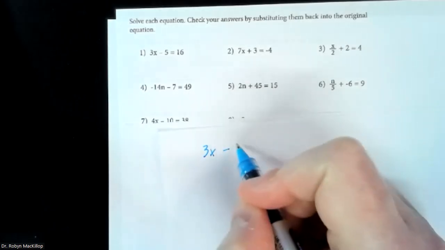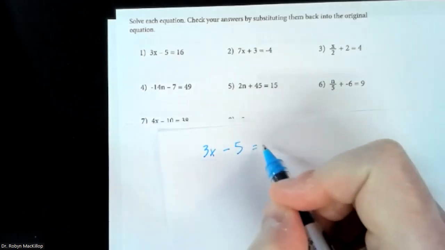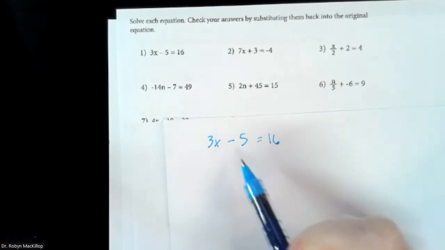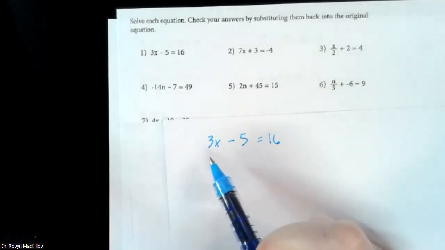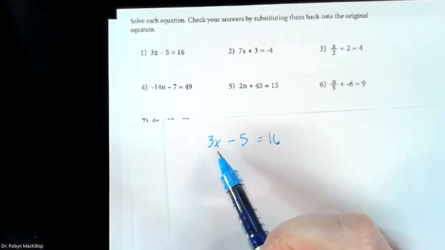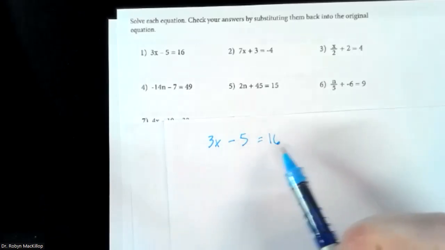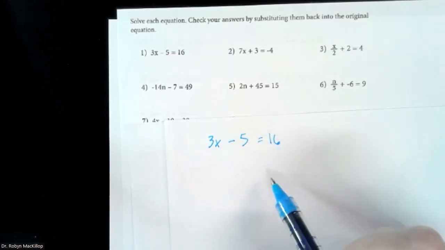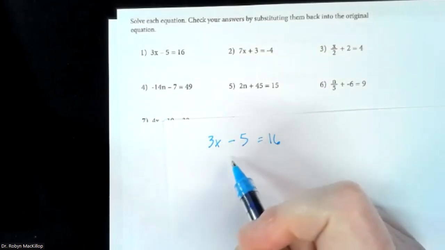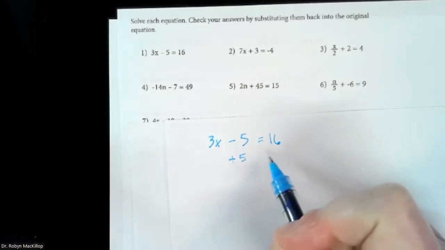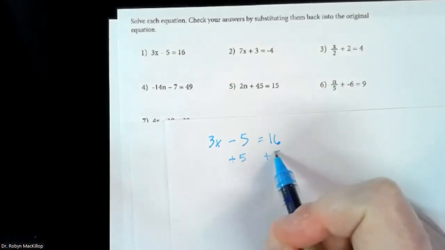3x minus 5 equals 16. So we still are going to get rid of this extra 5 first. 3 and x, when a number and an x are together like that, that's a multiplication problem. That is 3 times x, minus 5 equals 16. Our goal is still to get to one variable and one number. So let's get rid of the 5 like we did before. We're going to add 5 to zero it out, which means we're going to add 5 to this side.